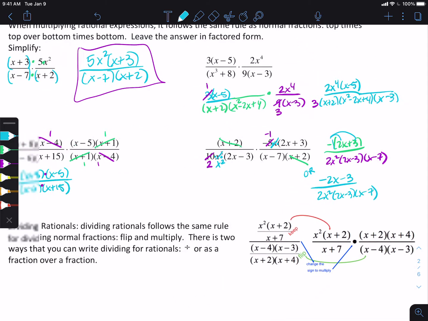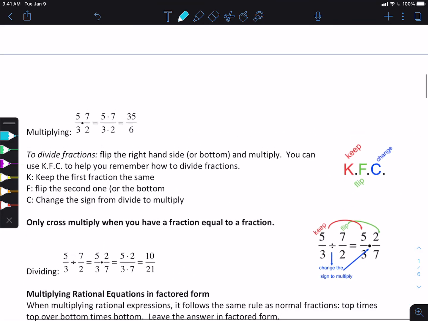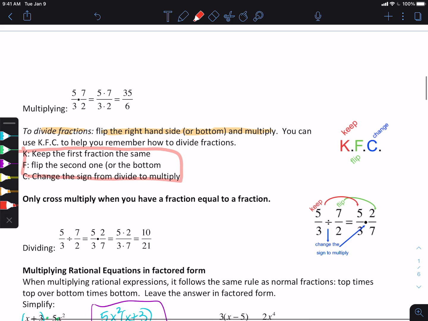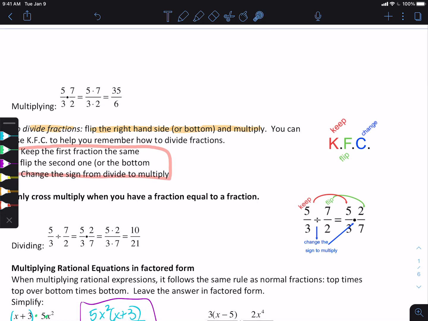Okay. Let's go back and take a look at dividing. So when we're dividing fractions, all we're going to do is flip the right-hand side over the bottom and then multiply. So what we can do is use this thing KFC, like Kentucky Fried Chicken, to help us remember how to divide fractions. So the K is for keep the first fraction the same. The F is flip the second one or the bottom. And then the C is change the sign from divide to multiply. Okay. So right here we have KFC, keep, flip, change.